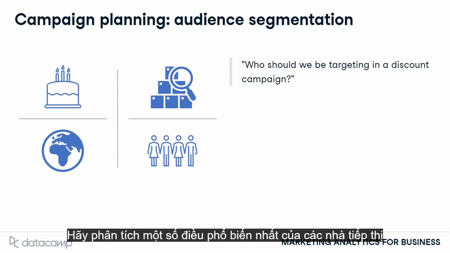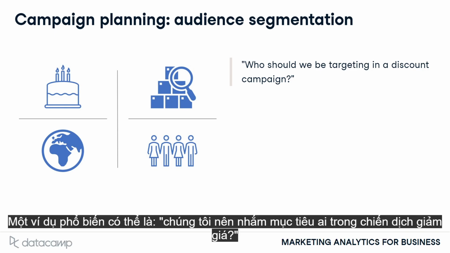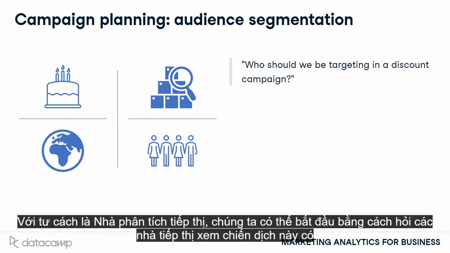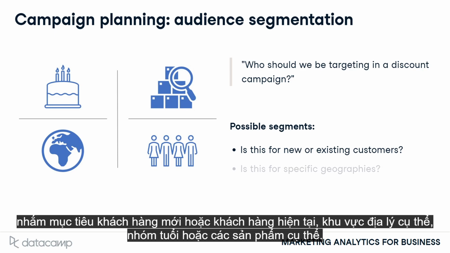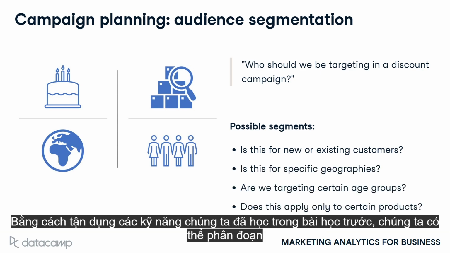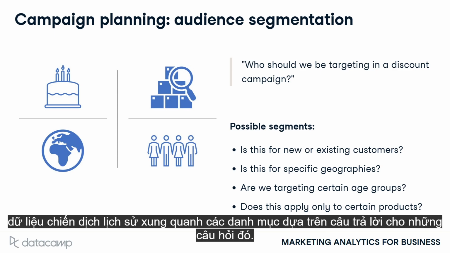Let's break down some of the most common things marketers want to predict when planning an integrated marketing campaign. A common example could be, who should we be targeting in a discount campaign? As a marketing analyst, we can start by asking marketers if this campaign is targeting new or existing customers, specific geographies, an age group, or specific products. By leveraging the skills we learned in the previous lesson, we can segment our historical campaign data around categories based on the answers to those questions.